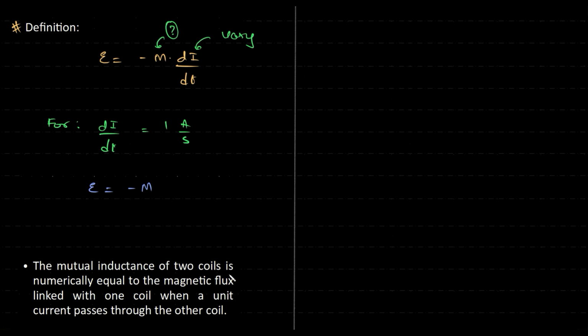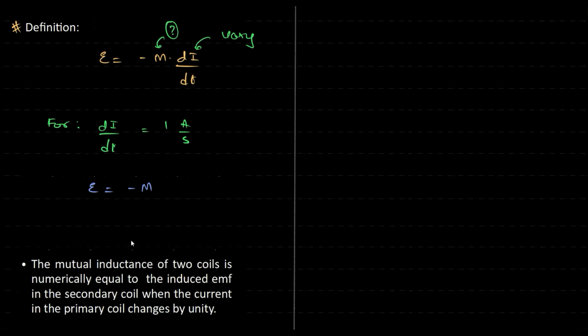So mutual inductance of two coils is numerically equal to the magnetic flux linked with one coil when a unit current passes through the other coil. Okay, let me rephrase this. 2 is right actually, but as per this derivation, this would be your definition.